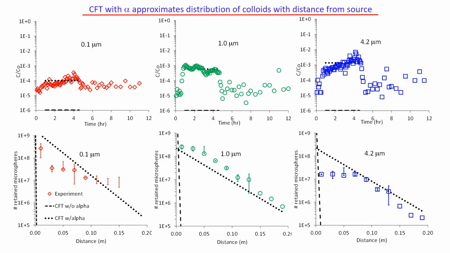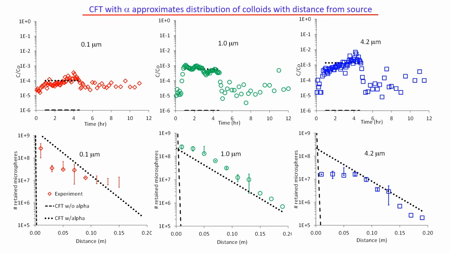So this is all encapsulated in Parti-Suite. We encourage you to look at that. We've tried our approach on natural sediments, Central Sands, Wisconsin. We did experiments with 0.1, 1.0, and 4.2 micron colloids. And these show breakthrough elution curves on top and distributions from source on the bottom.